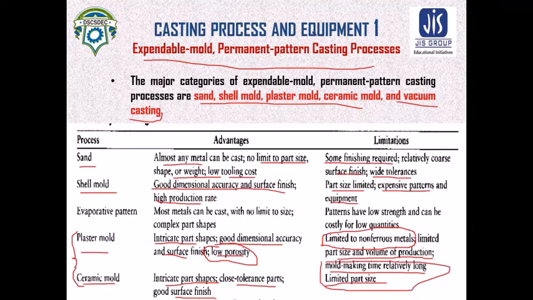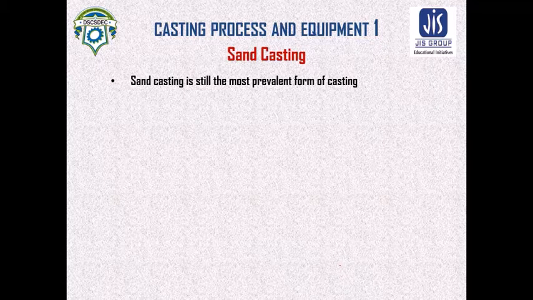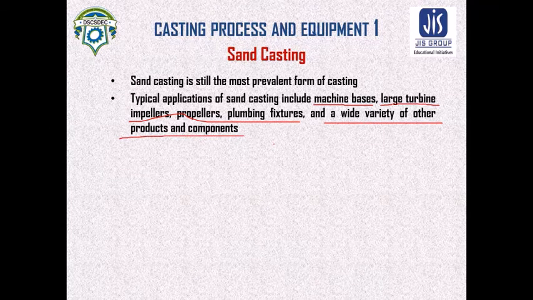So these are the advantages and disadvantages of different casting processes in the category of expendable mold, permanent pattern casting processes. Now we will come to a detailed study of sand casting. Sand casting is one of the oldest methods, but it is still a prevailing method. Means it is still used as a form of casting. The typical applications include machine bases, large turbine impellers, propellers, plumbing fixtures, and a wide variety of other products and components that can be made using sand casting.